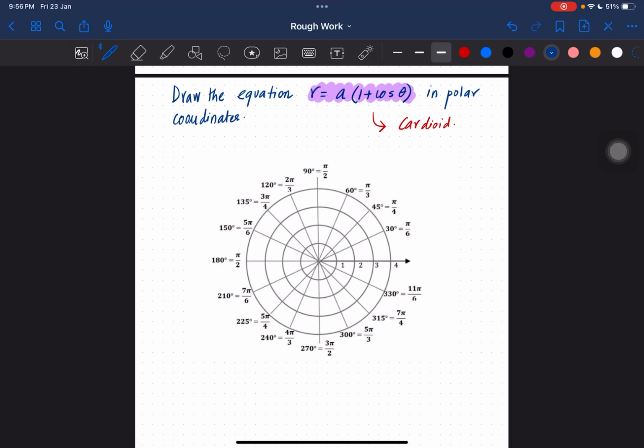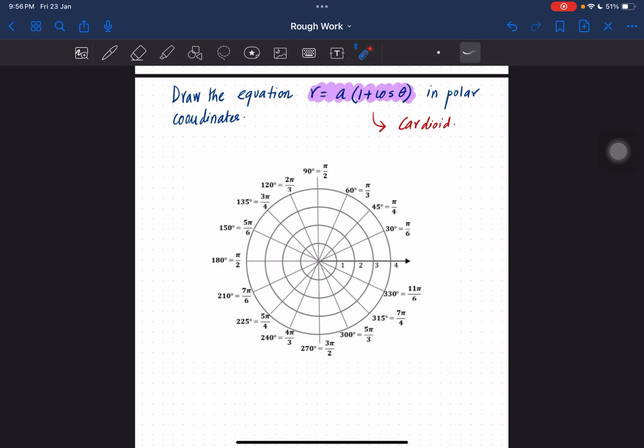Hello everyone. So in this video we'll try to learn how to draw the graph of this equation r equals a times 1 plus cos theta in polar coordinates. So this graph has a special name that is called cardioid. So we'll try to draw this curve in the polar coordinates.